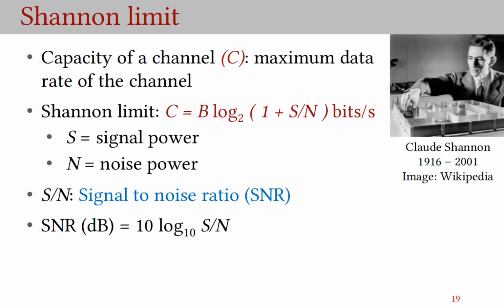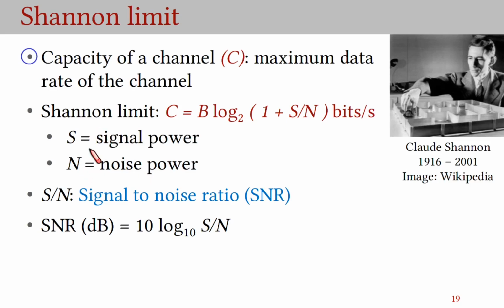Shannon showed that reliable communication is possible in a noisy channel. The maximum achievable data rate through a channel, which he called capacity, is given by this expression, which is the bandwidth times log base 2 of 1 plus S over N, where S is the signal power and N is the noise power.